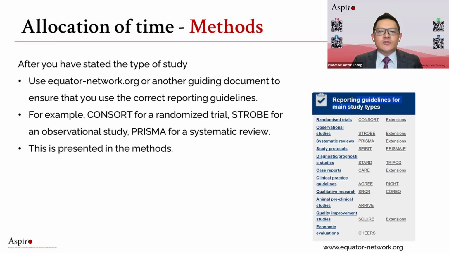For the allocation of time and methods, after you have stated the type of study, use equatornetwork.org or another guiding document to ensure that you use the correct reporting guidelines. For example, CONSORT for a randomized trial, STROBE for an observational study, PRISMA for systematic review. This is presented in the methods. Here are the samples of the reporting guidelines you can use.